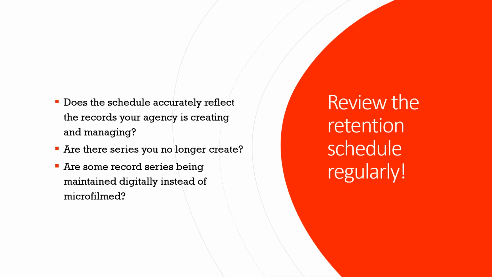The retention manual should be reviewed regularly and updated. Key questions to ask are: does the schedule accurately reflect the records your agency is creating and managing? Are there series you no longer create? Alternatively, are you creating new records to comply with a new function or mandate? Are some record series being maintained in different formats? For example, are you storing records digitally instead of on microfilm?